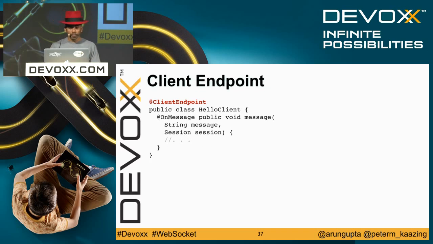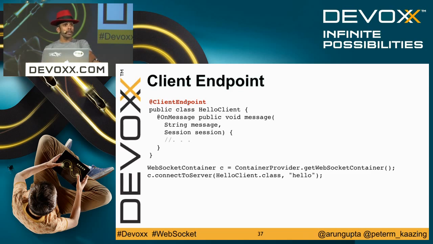Very simple. Let's take a look at how you would build a client endpoint now. So in terms of client endpoint, I take a POJO. On a POJO, I put the @ClientEndpoint annotation instead of the @ServerEndpoint annotation. Okay, I have my usual @OnMessage annotation over here, String message, Session. The method signatures look pretty much the same.